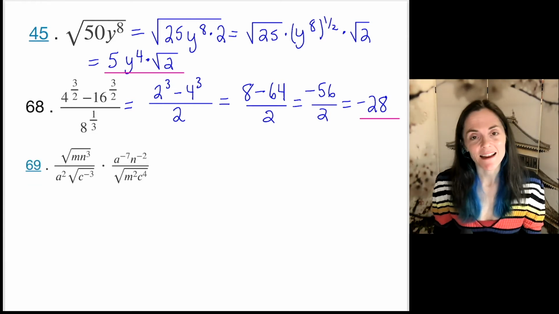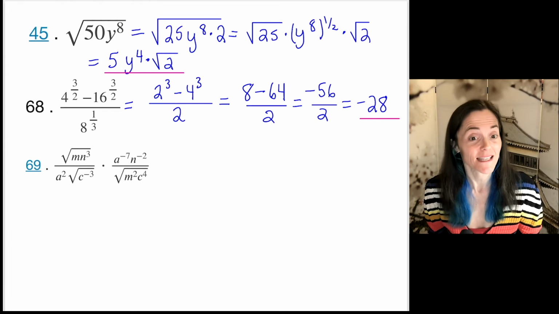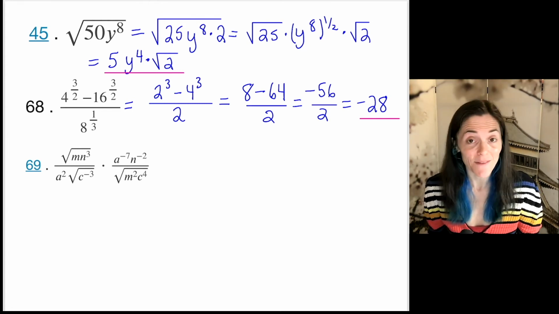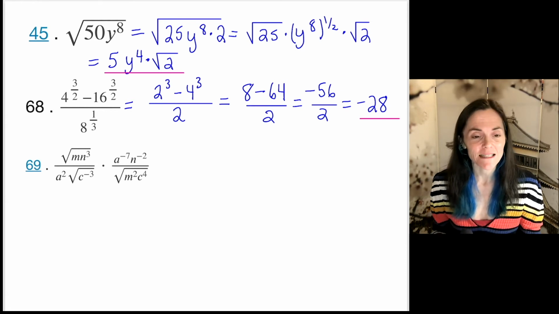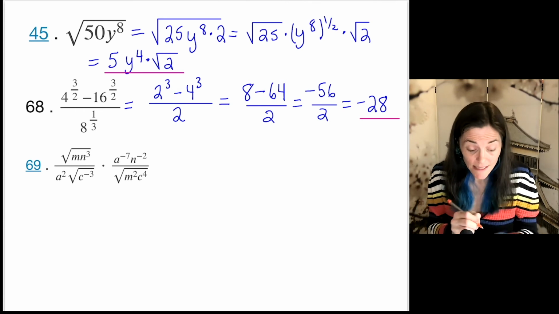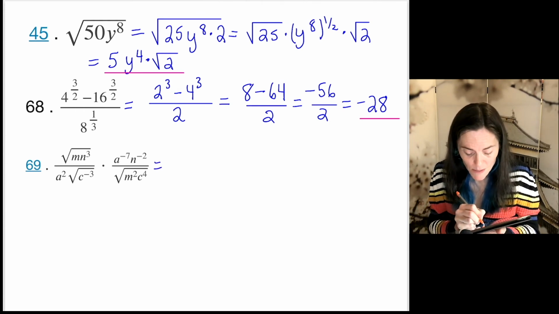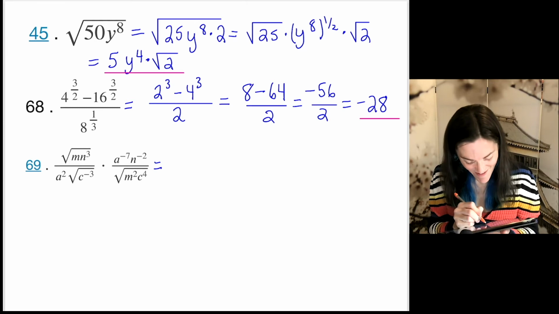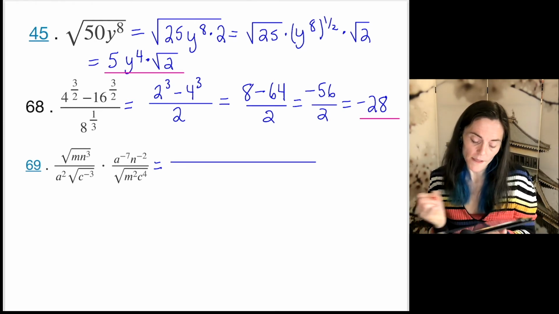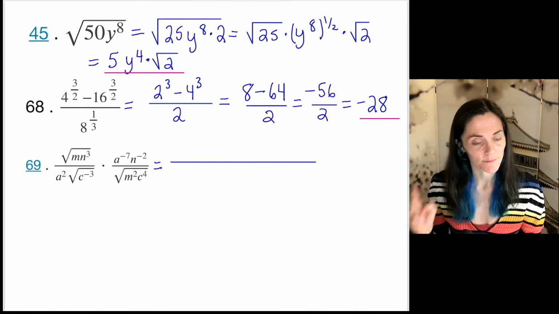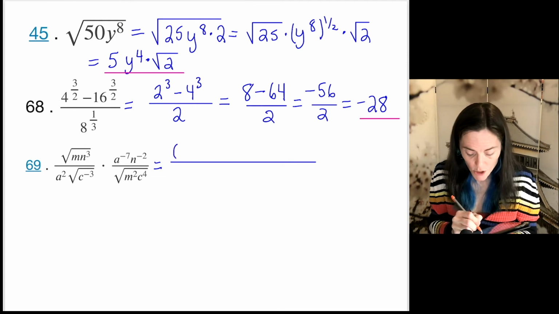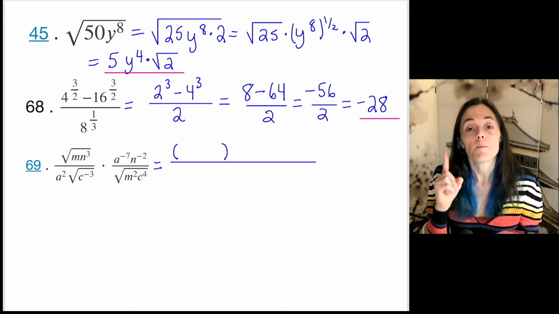Number 69, this is our last example, and this is intricate. We have so many things going on. We have radicals, negative exponents, we have fractions, and we have 4 different letters, A, M, N, and C. So this is definitely challenging. I don't expect this to be easy for anyone, really including myself. But how are we going to go about this? It's a great exercise. I think for me, I'm just going to turn everything into powers.